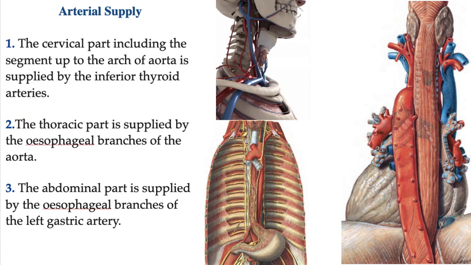Arterial supply. The cervical part of the esophagus up to the arch of the aorta is supplied by the inferior thyroid artery. The thoracic part is supplied by the esophageal branches of the descending aorta, and the abdominal part is supplied by the esophageal branch of the left gastric artery.